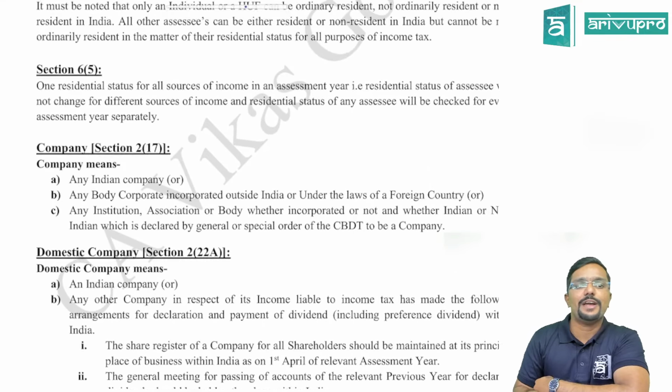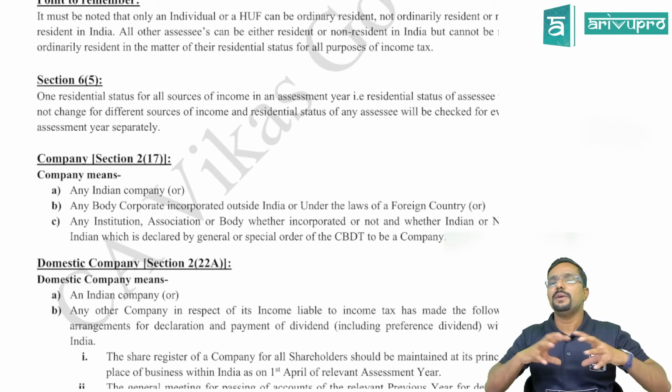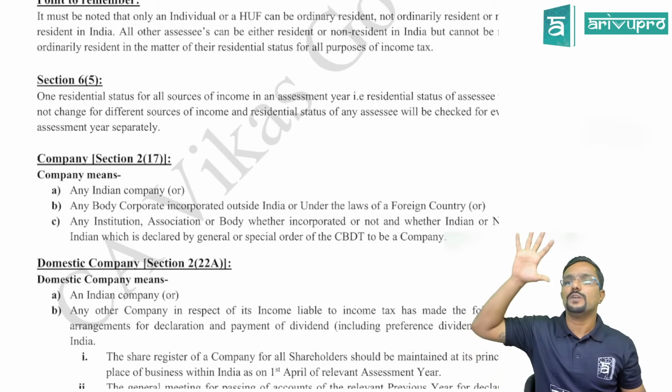Yeah, chalo, 6(5). This is also important. 6(5) will tell, sir, there might be different sources of income what I am earning. We have totally 5 heads of income.